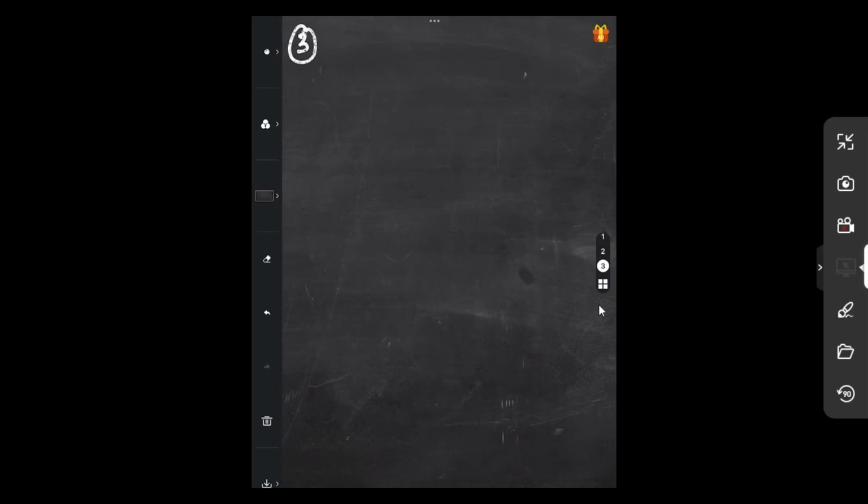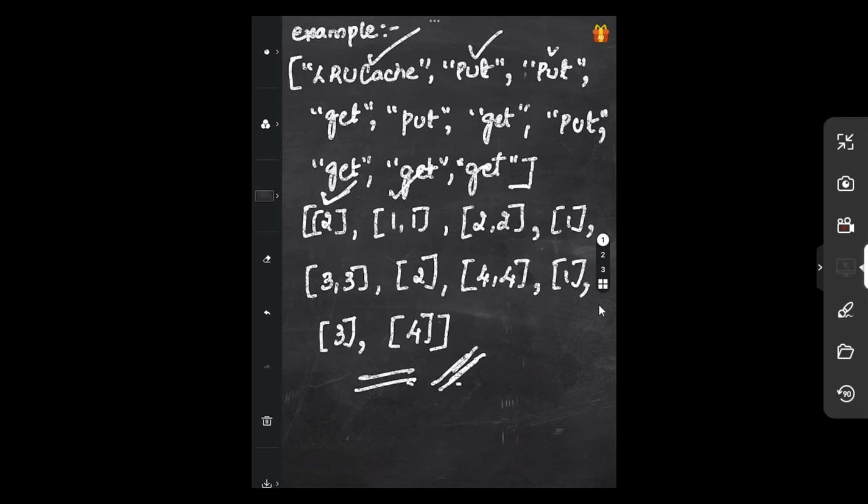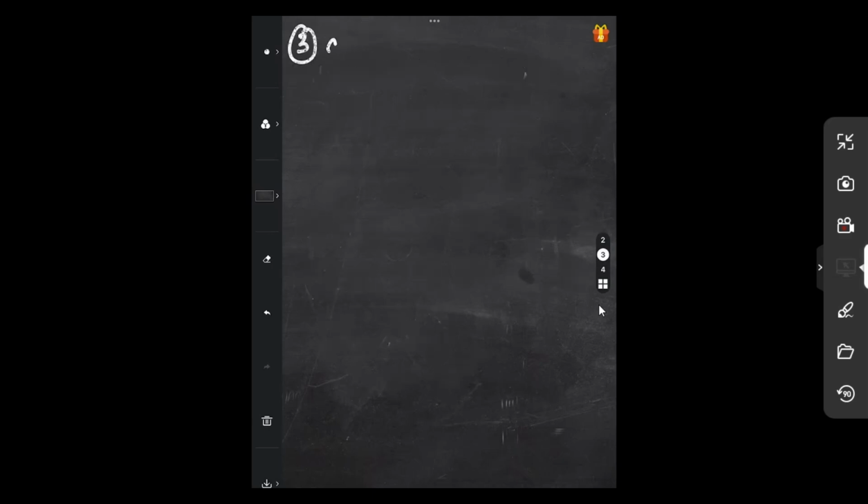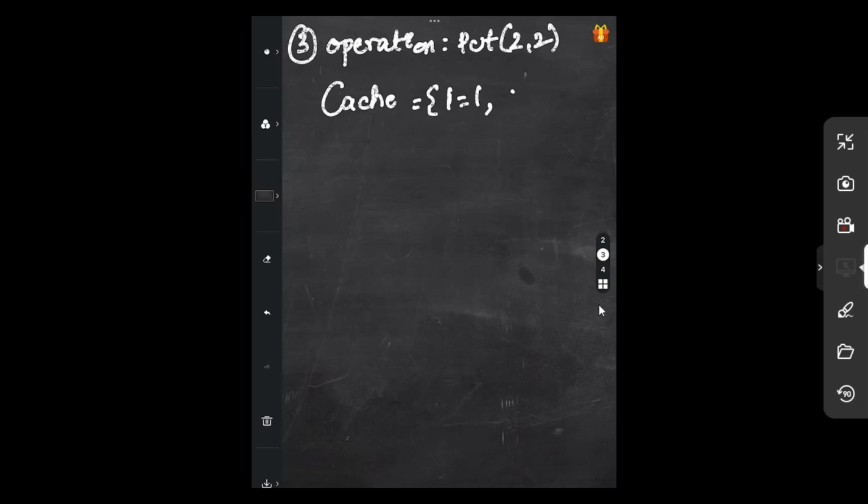Let's consider this one now. Put of 2 comma 2. So the cache will now be, we already have 1 equals 1 from the previous one. So now it will be 1 equals 1 and 2 equals 2. Both items are within the capacity. So still the output will be null. Why? The return value of the put is null. So the output will be null, right?